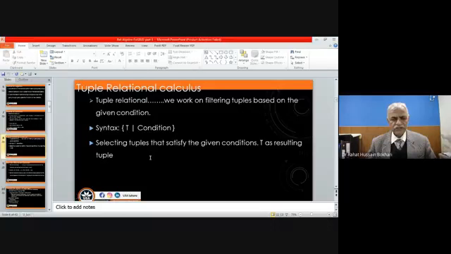Such aspects are dealt with by relational calculus. So we have the syntax for selecting tuples that satisfy the given condition. We give the condition for those instances, with T as the resulting tuples. It will give you a table which has only the rows that meet the condition. When the aspects of relational calculus deal with tuples, you say this is tuple calculus.